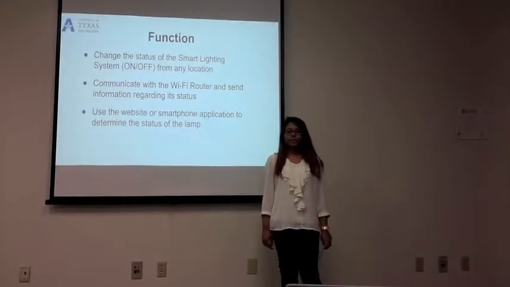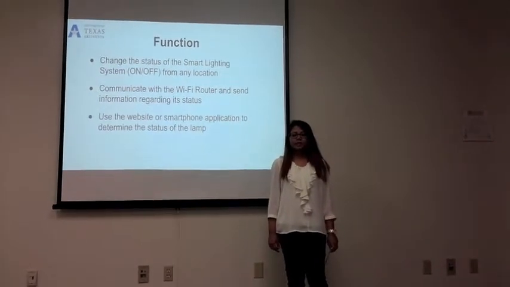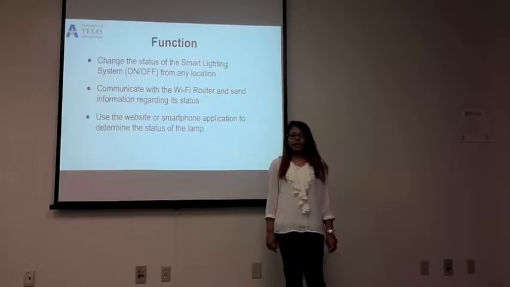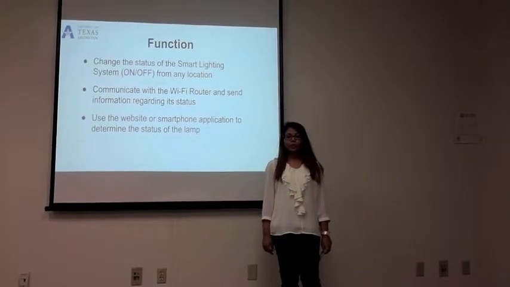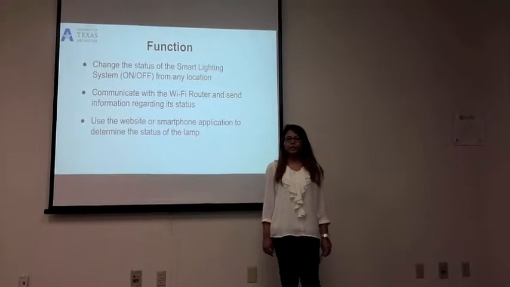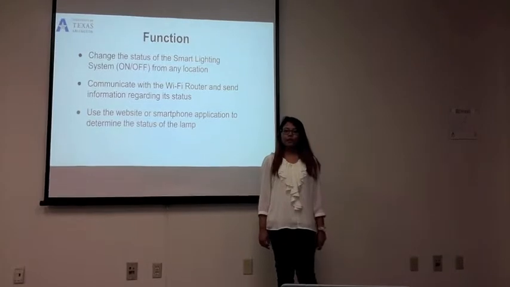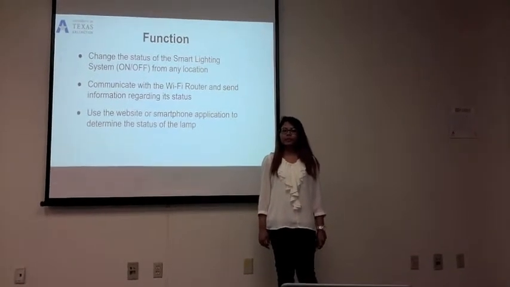The function of the smart lighting system is to change the status of the light from on to off from any location in the world. It should also be able to communicate with the Wi-Fi router and send information regarding its status from anywhere at any time, just by using Wi-Fi from the website and the cell phone application.